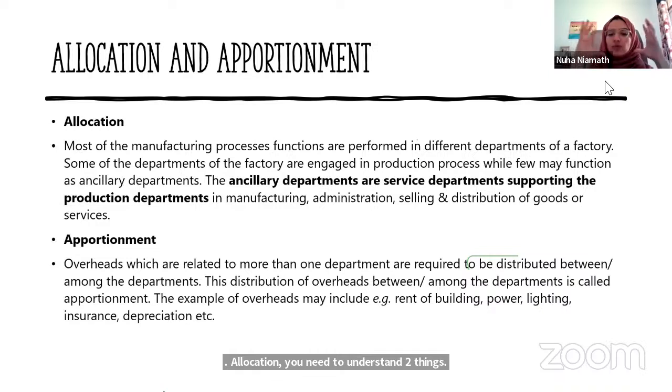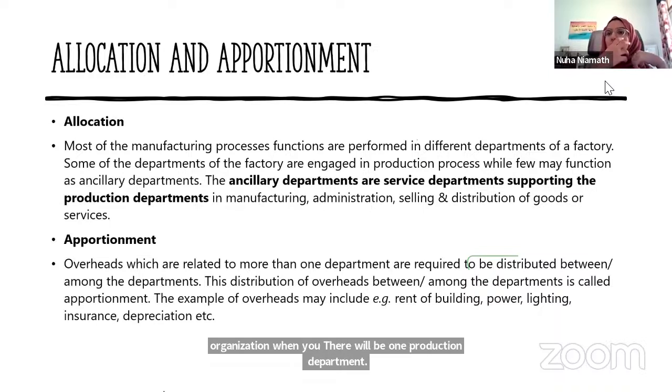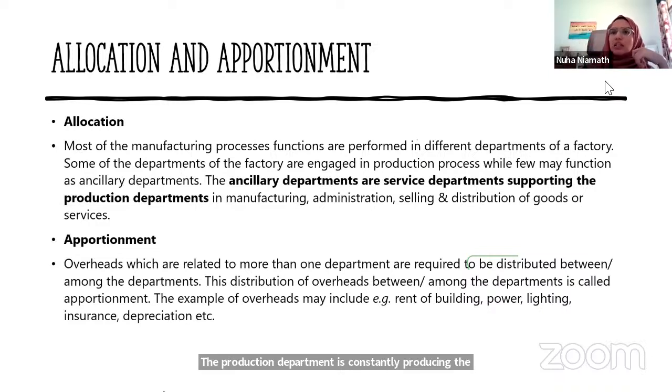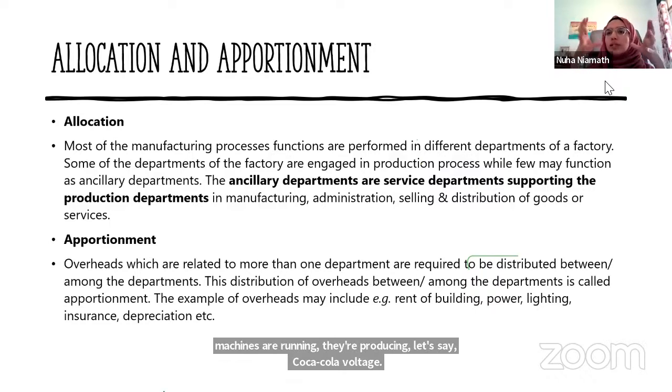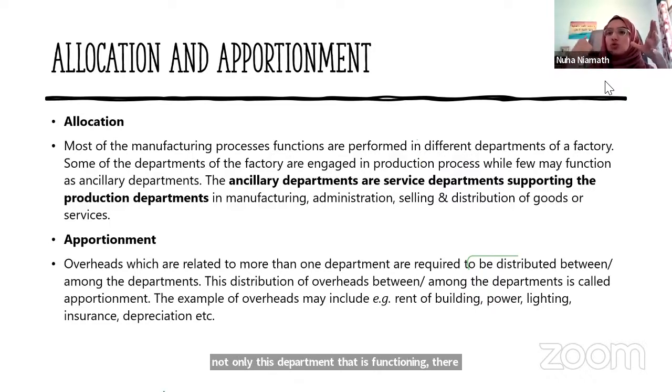To give you a real life example, in an organization, there will be one production department. The production department is constantly producing the final goods. The factory is running, the machines are running, they're producing, let's say, Coca-Cola bottles. They're producing those drink bottles, right? But it's not only this department that is functioning. There will be other service departments also. Like there would be somebody who is contributing to how this product has to be packaged, designing the packaging of this product. There would be somebody who is contributing to some other service, various types of administrative or selling and distributing services for that particular final product.